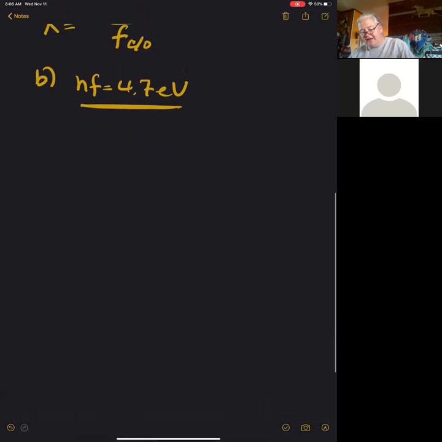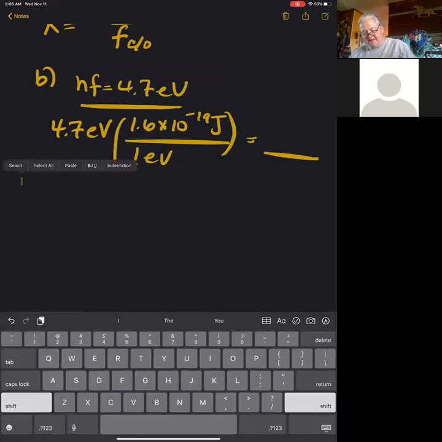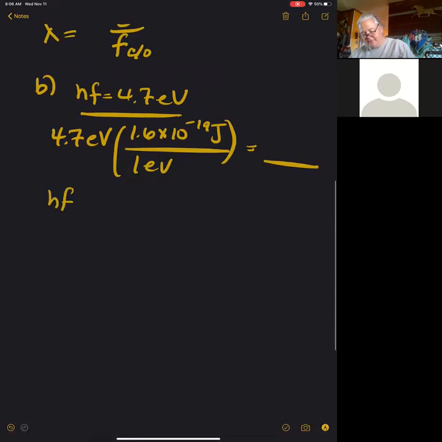So the first thing I need to do, again, is convert this to joules. I can't use eVs in this equation. So I need to convert this to joules, using 1.6 times 10 to the minus 19 joules per eV. And that gives me the energy in joules. Then I'm going to use my photoelectric effect equation that says h times f is equal to the work function plus the leftover, which is the kinetic energy.